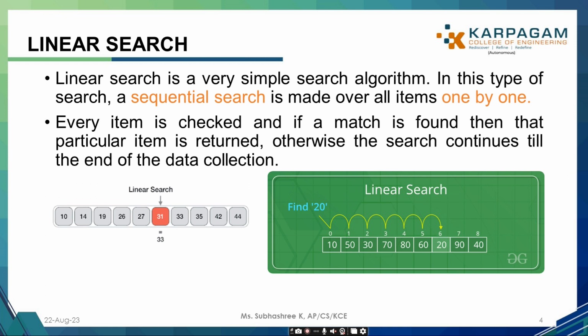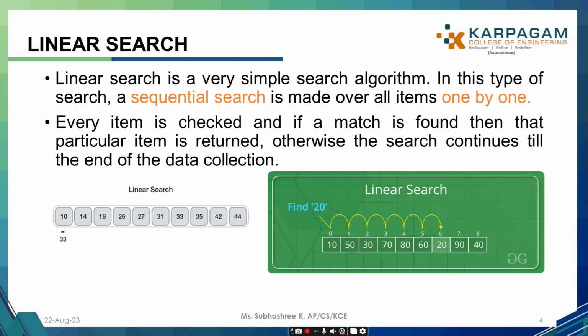A of 0, I am checking with 20. If it is equal, then I return that index 0. If not, I increment the index by 1. Starting with index 0, I compare A of 0, that is 10, with 20. It is not equal, so I increment the iteration variable by 1. Now the iteration variable is 1, and A of 1 is 50. Is 50 equal to 20? No.